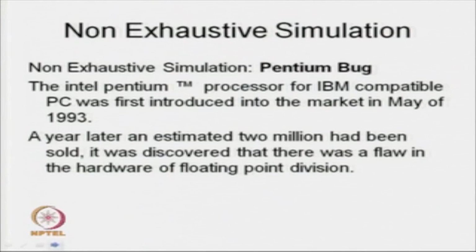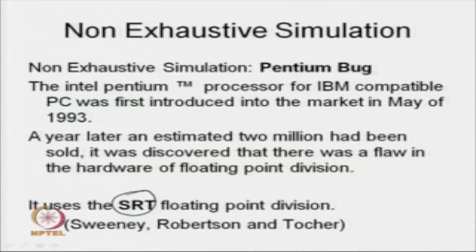You just see that a year later, an estimated 2 million had been sold. It was discovered that there was a flaw in the hardware of floating point division. You just see what is happening basically. They released the Pentium, it is upward compatible, whatever we can do with 486, the same thing can be done in Pentium, along with some other additional features. The Intel design team designed it properly, and they tested it, and they released the product. But after 1 year, an error was reported for division only, floating point division, which was there in 486 also.